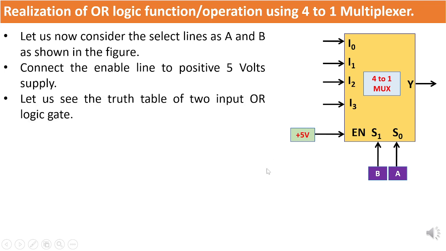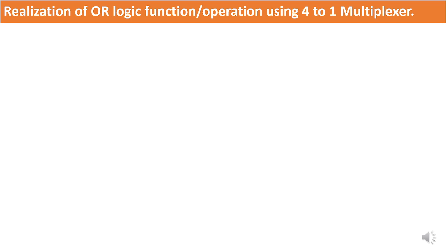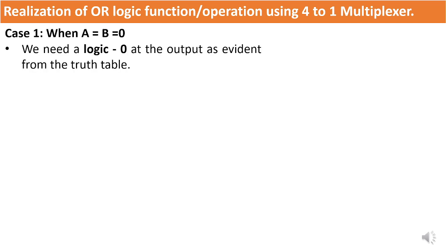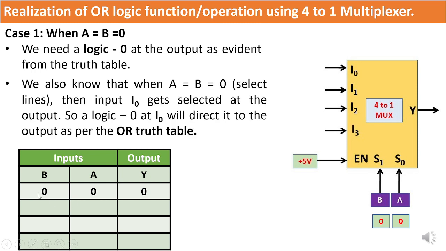Now, let's revisit the truth table of the OR gate once more for clarity. We have two inputs for an OR gate. So, we will assign S0 as A and S1 as B. When A equals B equals 0, a logic 0 is required at the output as evident from the truth table of the OR gate. We also know that when the select lines A equals B equals 0, the input I0 gets selected at the output. So, a logic 0 at I0 will direct it to the output as per the OR truth table.